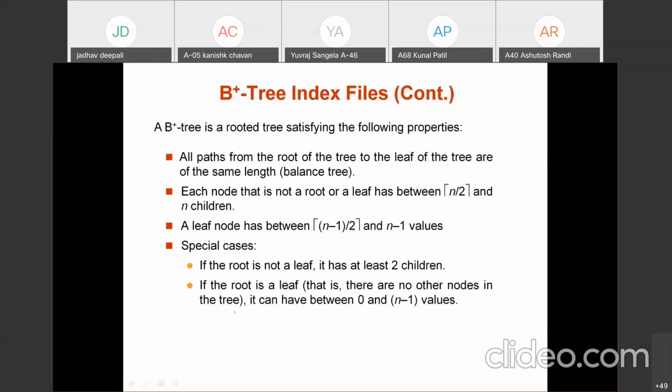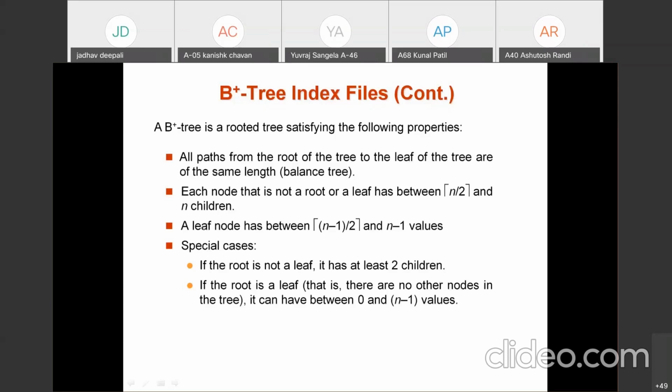And if the root node is a leaf node, it means there is a single node. The root node is a leaf node, so there are no other nodes in the tree. It can have between 0 and n-1 values. And what are these values? That also we will see in the next PPT.